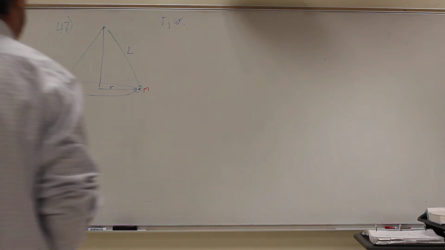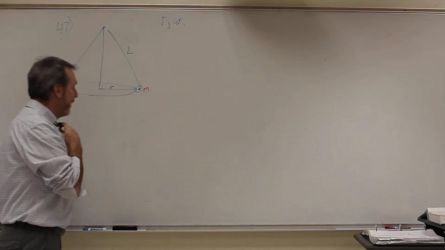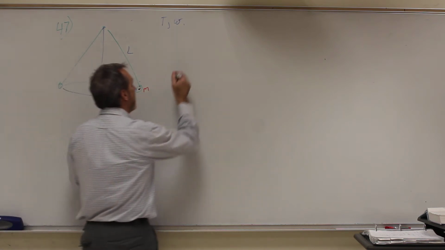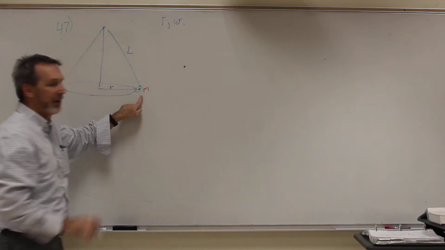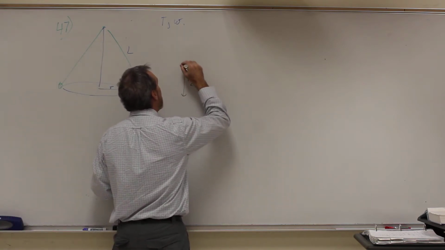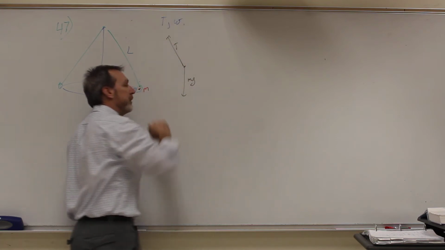All right, now it's time to solve this problem. And so, I'm going to do a free body diagram on the mass m right here. You can pick it anywhere you want, but I'm going to pick it right here. So the mass m is here. I have gravity acting, mg. I have a tension T going this way.